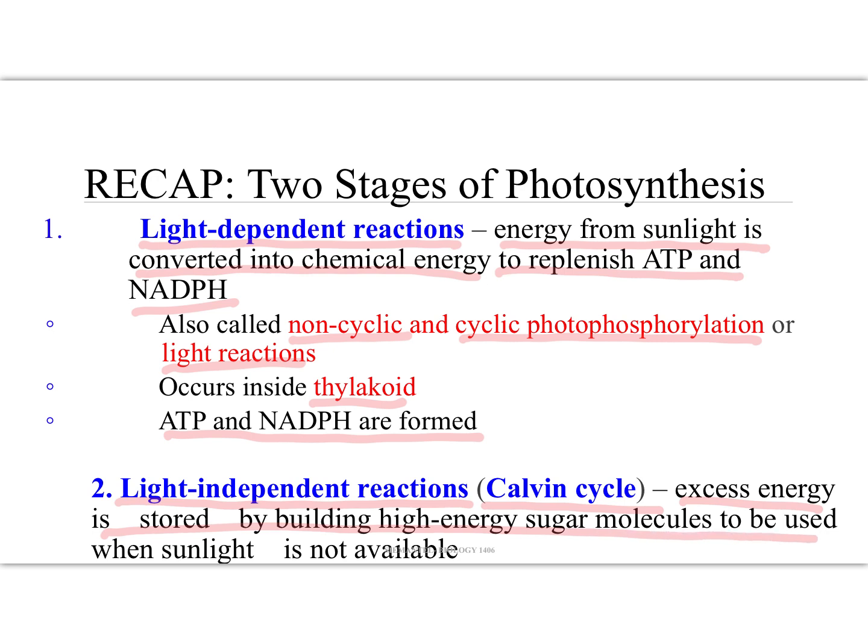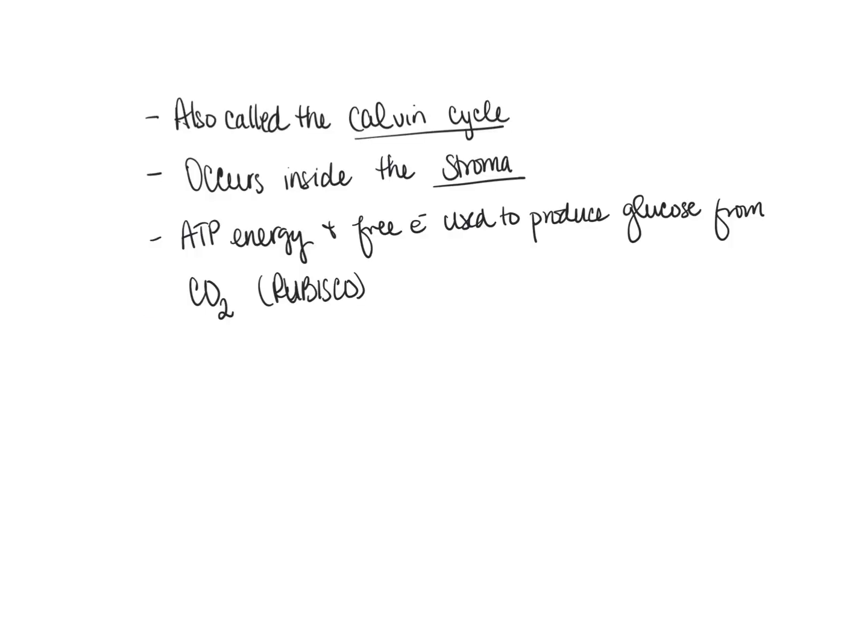And we're doing this because there are times when sunlight isn't available. So even when sunlight isn't available, the Calvin cycle can still function and can make glucose. So that bottom part of my slide cut off, so I just rewrote the three things over here really quick.